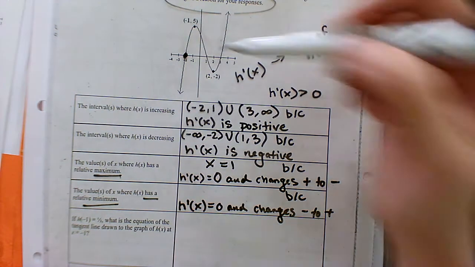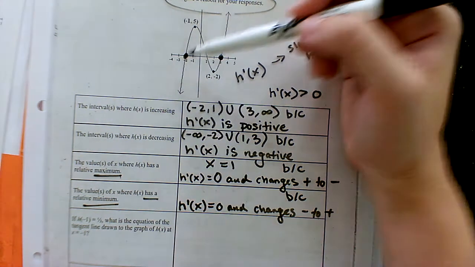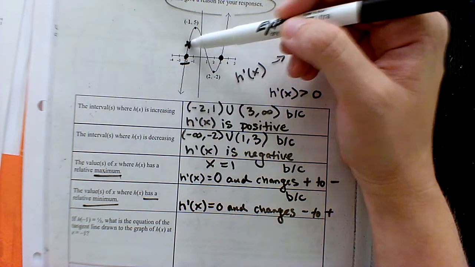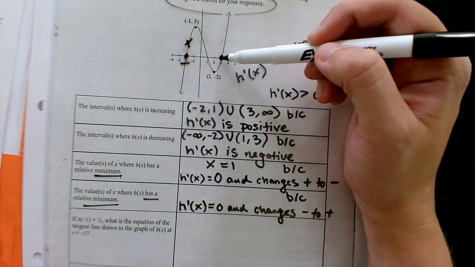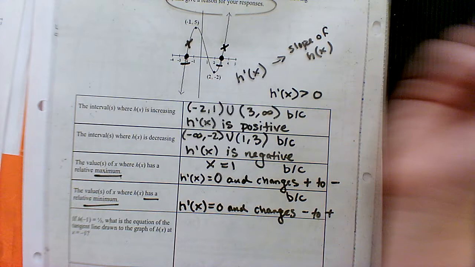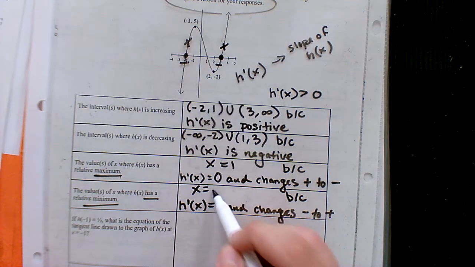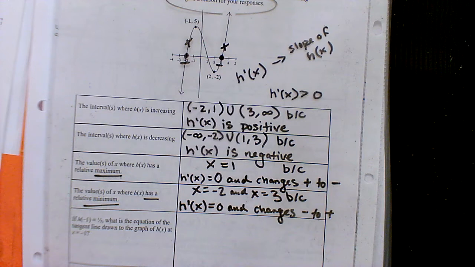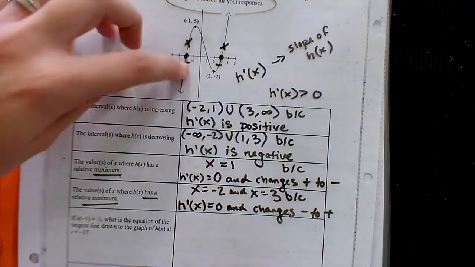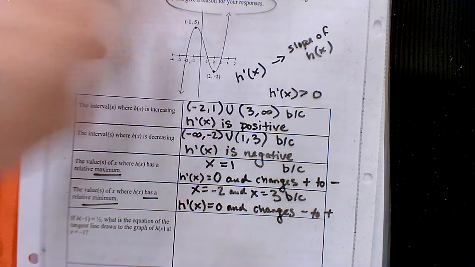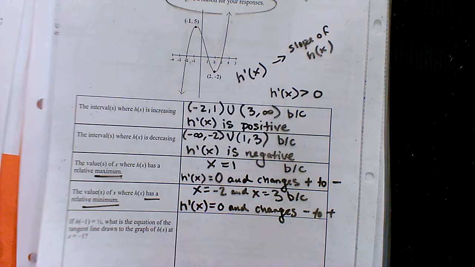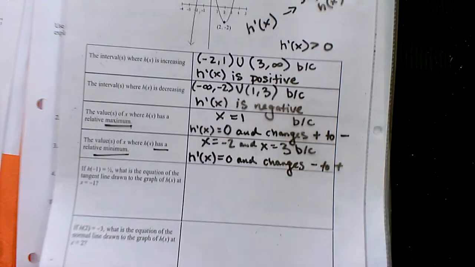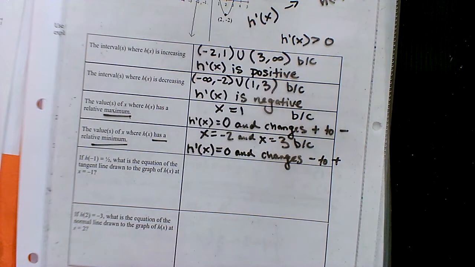-2 and 3. Okay, so we equal 0, we're negative before, positive after, and for 3 we're negative before, positive after. So we have x equals -2 and x equals 3. 2 spots. Are we hanging in there? We're doing okay? All right, let's try some other ones.